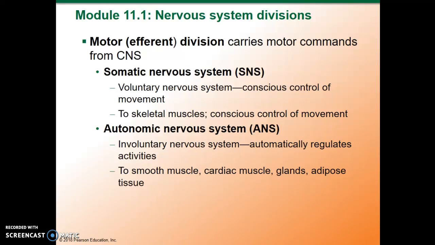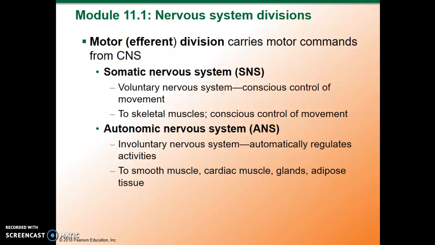The second division of the peripheral nervous system is the motor or efferent division that carries motor commands from the central nervous system to the effectors. The effectors are those organs that carry out the nervous system commands.